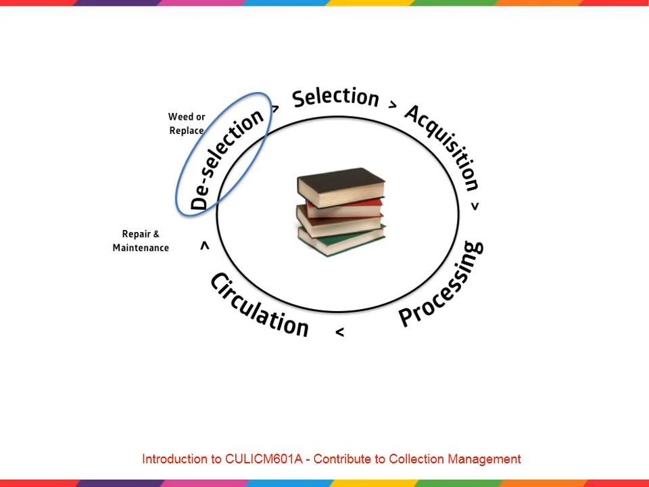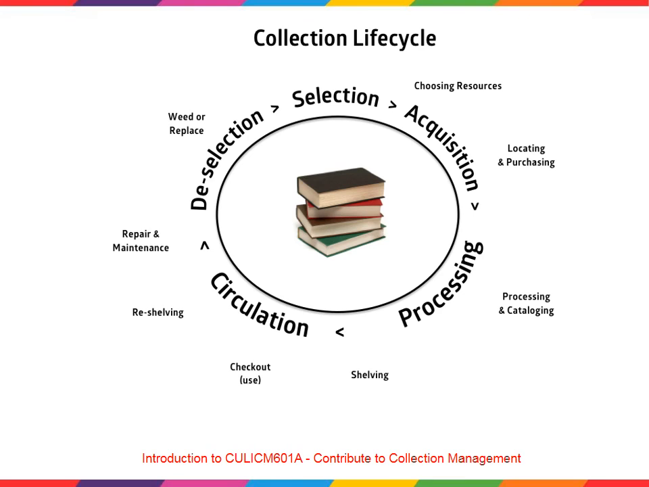But once something has been deselected, then of course we reach that point where the cycle begins all over again. Selection, acquisition, processing, circulation, as many iterations of circulation as we can possibly achieve, deselection, repeat. And that is the process that we'll be using to run through our development of an understanding of how we can contribute to collection management processes in this unit. I hope you enjoy it.